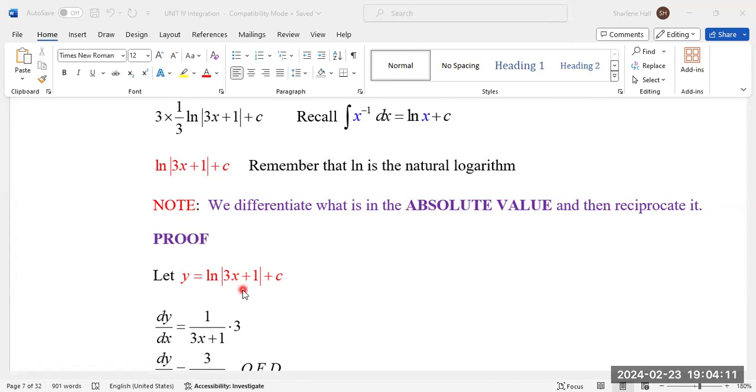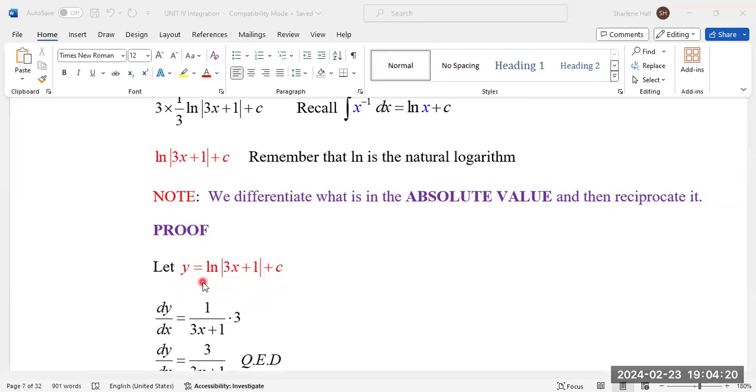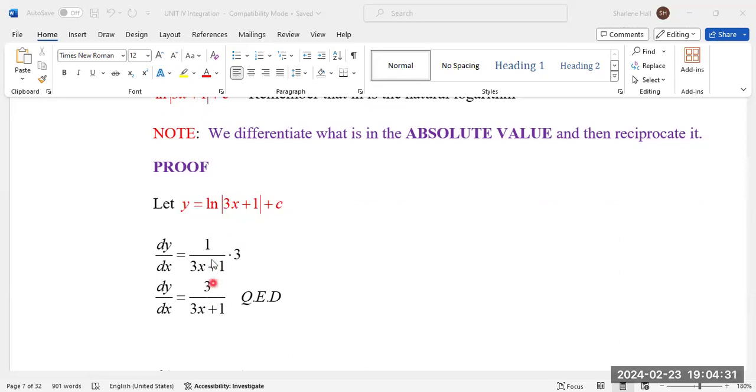So let us check. If I start with y equals ln, the absolute value of 3x plus 1. When I differentiate the ln function, the differential of ln is going to be 1 over x. So I'm going to have 1 over 3x plus 1. Drop the ln and put 1 over 3x plus 1. And then I'm going to differentiate what is in the absolute value. When I differentiate inside here, I'm going to get 3. I'm going to multiply the 3, and I get 3 over 3x plus 1. So you see why it is that I had to differentiate inside, Shamari, and then reciprocate it.